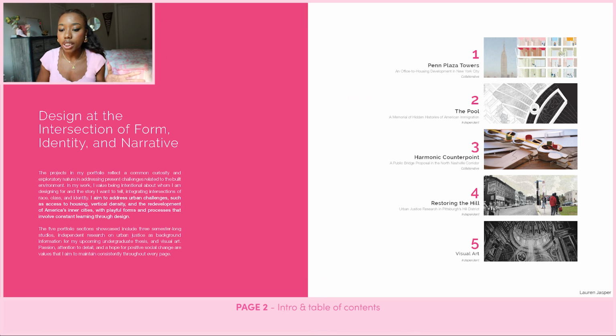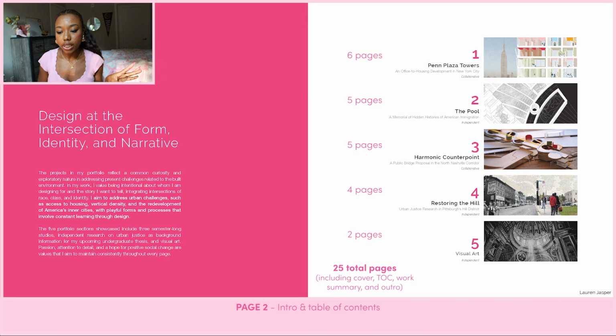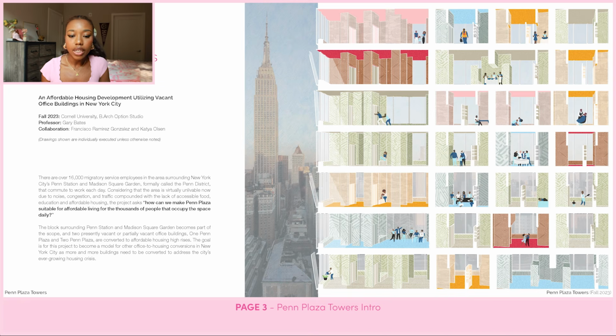I showed 5 sections for, 3 major studio projects. The 4th one was a research section for my thesis, which wasn't done at the time that I submitted my application. And the 5th was a visual art section. Now let's get into all of the projects that I showed. The first one is called Penn Plaza Towers, and it was an affordable housing development that utilized vacant office buildings in New York City.